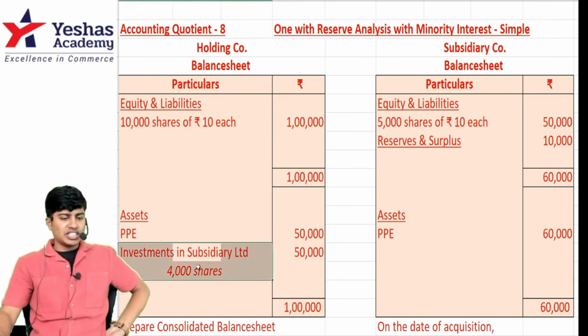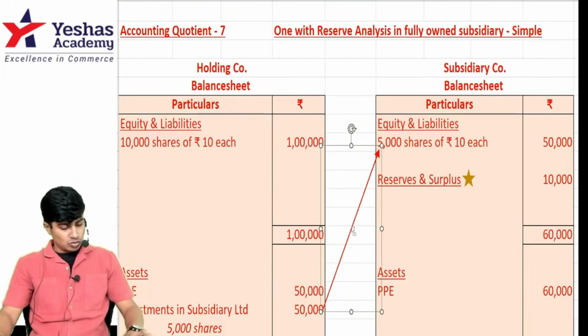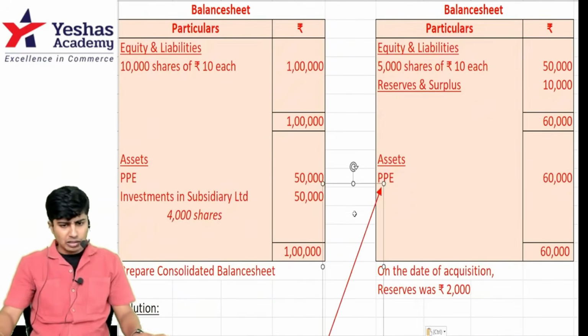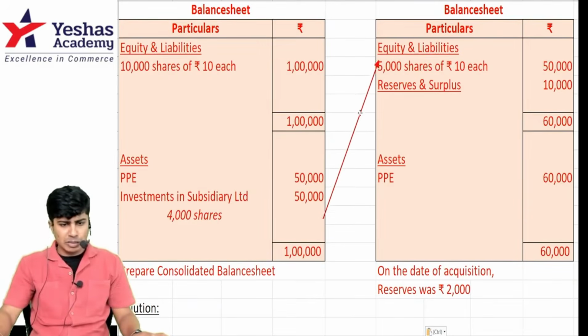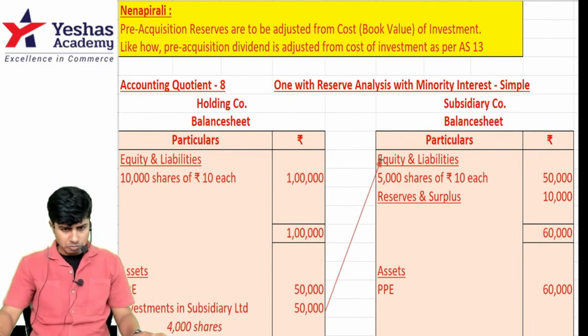Same, yeah. How much is the share capital? How many shares do we have? 4,000 shares, sir. Yeah. We have 4,000 shares in subsidiary. But subsidiary share capital is how much? 5,000. We are now doing AQ8.